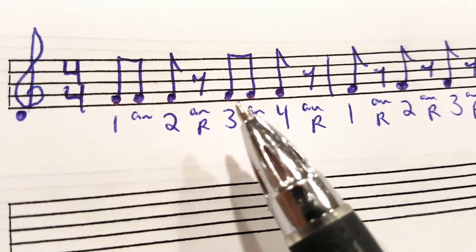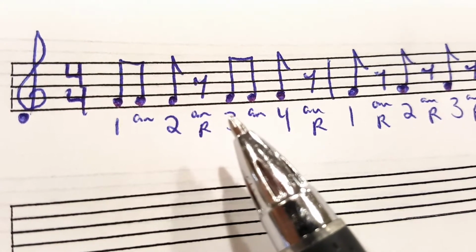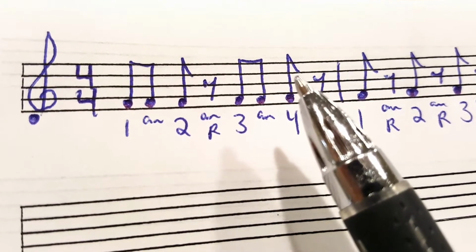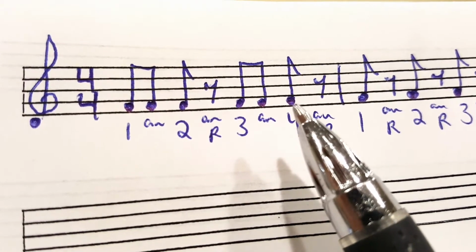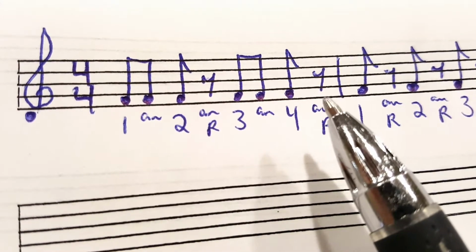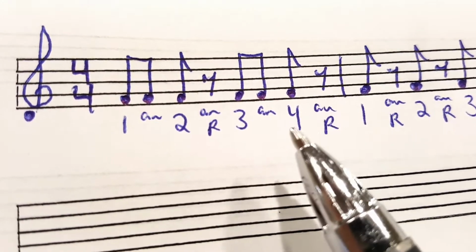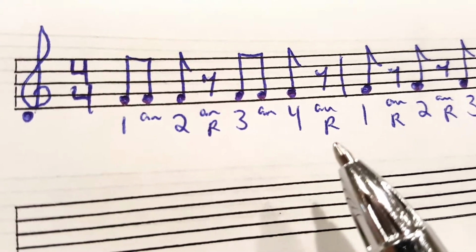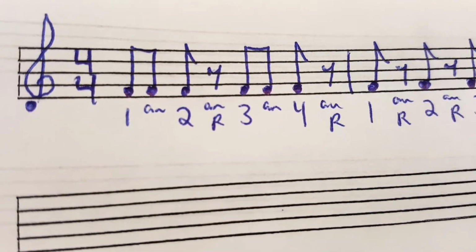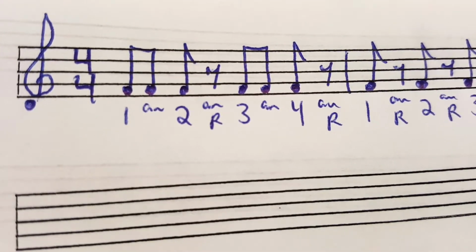Then I have 2 eighth notes grouped together, so I'll give it 3 and, and then I'll end this measure with an eighth note, 4, and completing the rest of the beat with this eighth rest, it gets an R. This is what this measure would sound like: 1 and 2, 3 and 4.